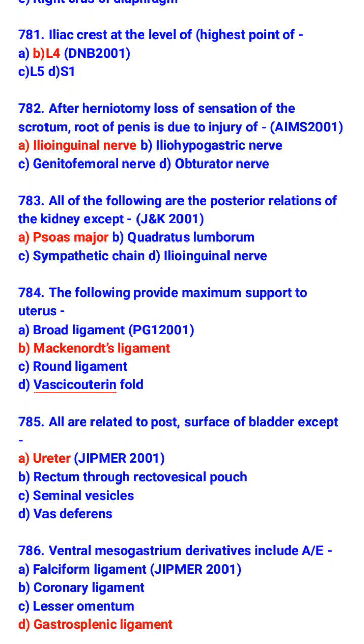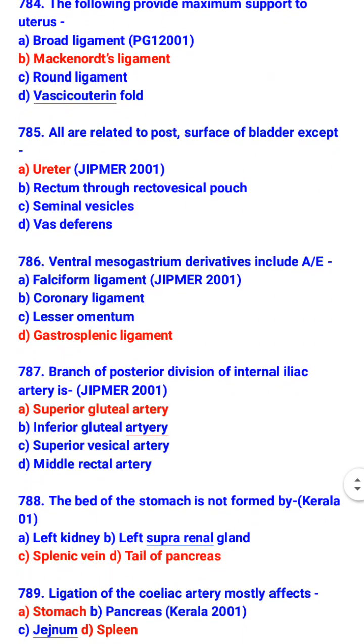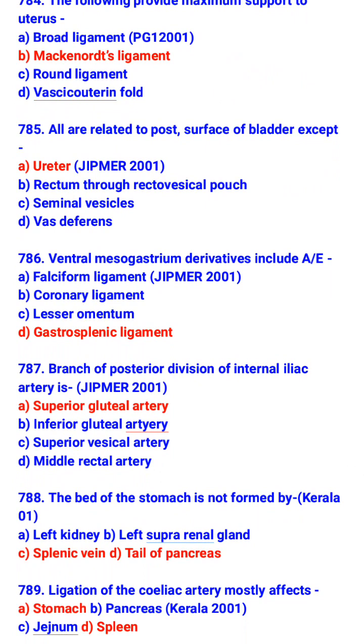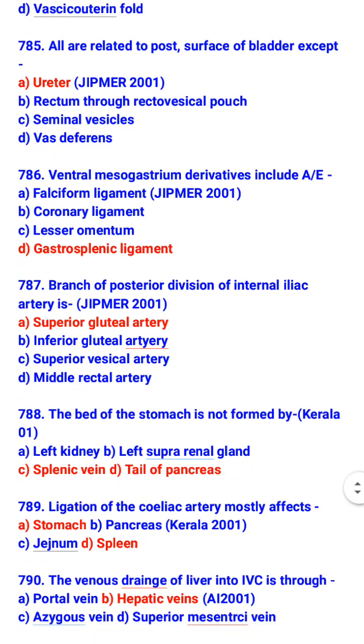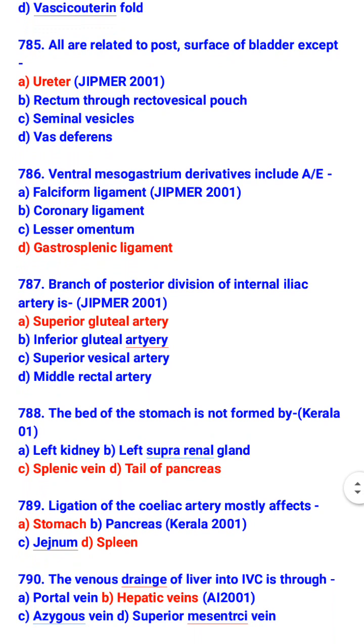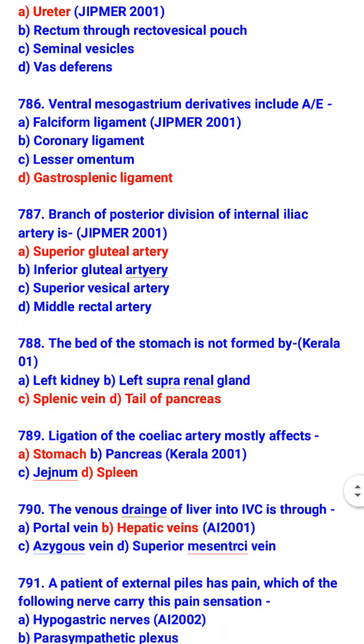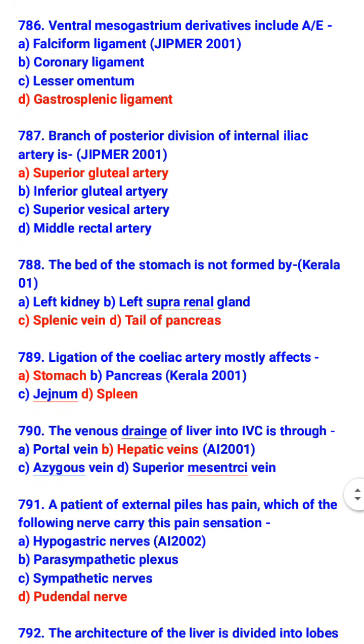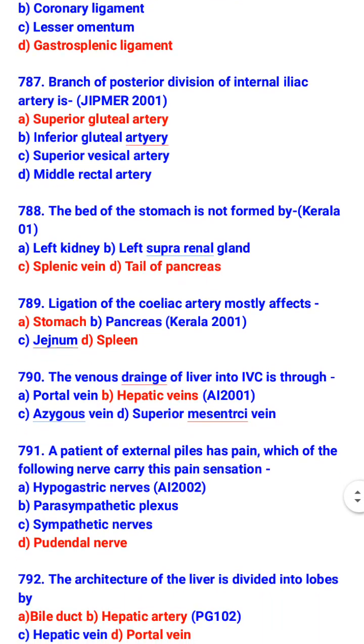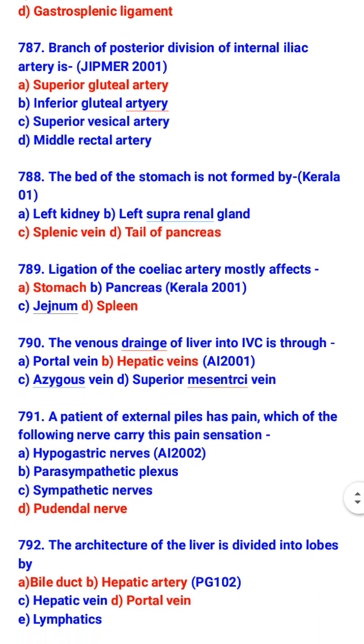Ventral mesogastrium derivatives include all except gastrosplenic ligament. So ventral mesogastrium derivatives include falciform ligament, coronary ligament and lesser omentum. Branch of posterior division of internal iliac artery is superior gluteal artery. The bed of the stomach is not formed by splenic vein and tail of pancreas. It is formed by left kidney and left suprarenal gland. Ligation of the celiac artery mostly affects stomach and spleen.